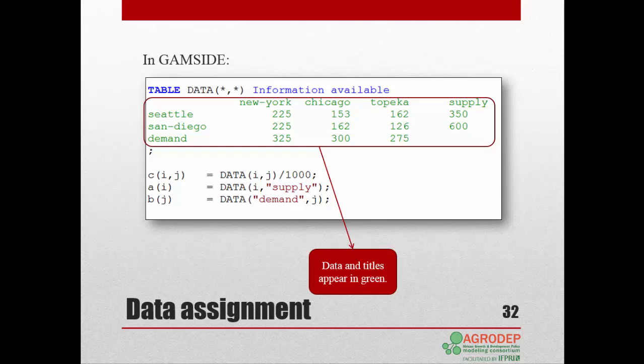We now take a closer look at the data assignment based on the table data. The first statement assigns to C only the elements I and J of the table data. The second statement assigns only the column supply to the parameter AI. And finally, the last statement assigns only the demand row to the parameter BJ.